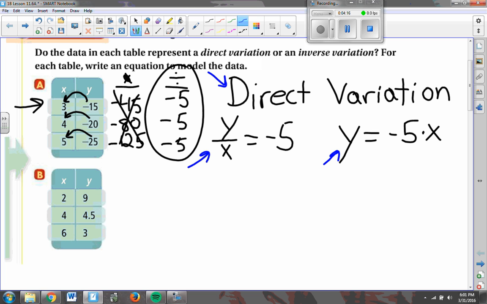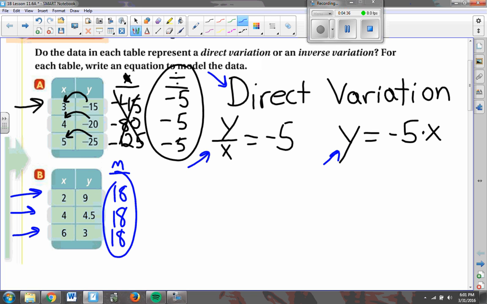Okay? Now if we look at letter B here, I will try multiplying them again. We'll do m for multiply this time. If I multiply here, 2 times 9 is 18. If I multiply here, 4 times 4.5. That's 18. And if I multiply here, 6 times 3, that's 18. All of those are the same. So this is indirect variation.